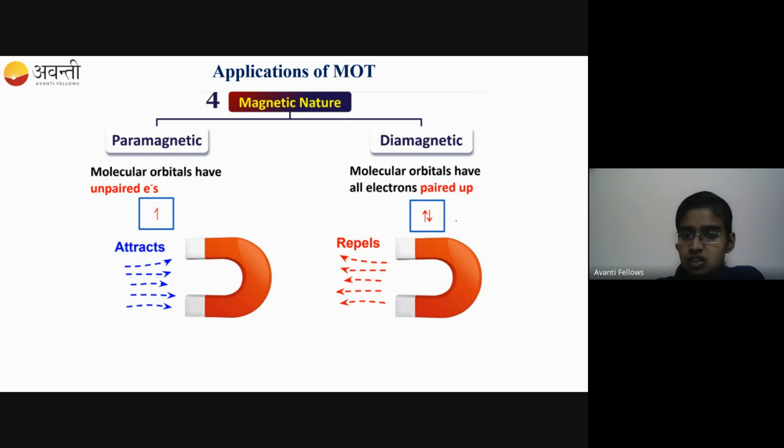And if all the electrons are paired up, then if you bring the substance towards the magnetic field, it will get repelled. So they are diamagnetic substances. Just by seeing the molecular orbital energy level diagram, you can find out whether the given molecule is paramagnetic or diamagnetic. Okay, clear? So any doubt from the four applications of molecular orbital theory that I have discussed?